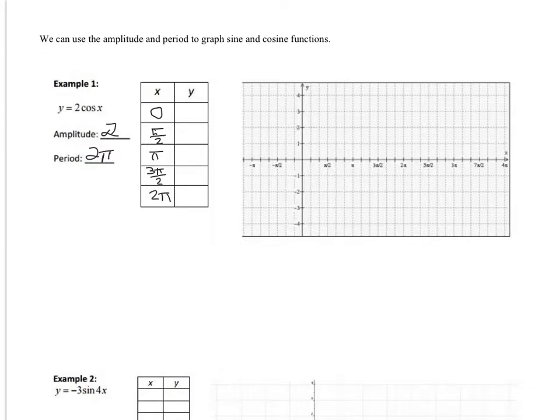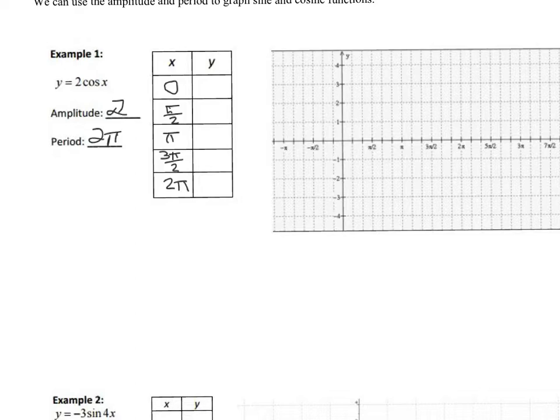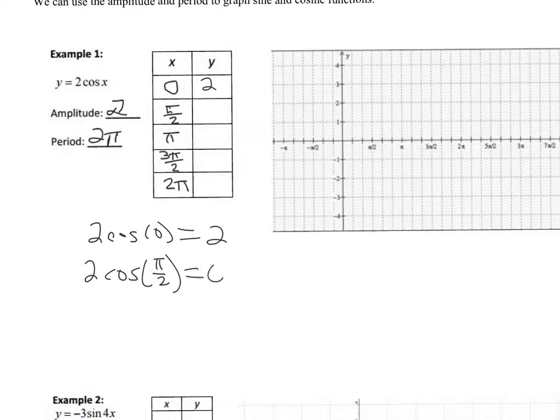And then I'm simply going to use my calculator to figure out what these values are. So I'm going to plug these things in. So if I plug in 0, I'll get 2 cosine of 0. So if I put that in our calculator, I'll get 2. So our first point is 2. For pi over 2, I'll do 2 cosine of pi over 2. That's 2 times 0, so that's 0.